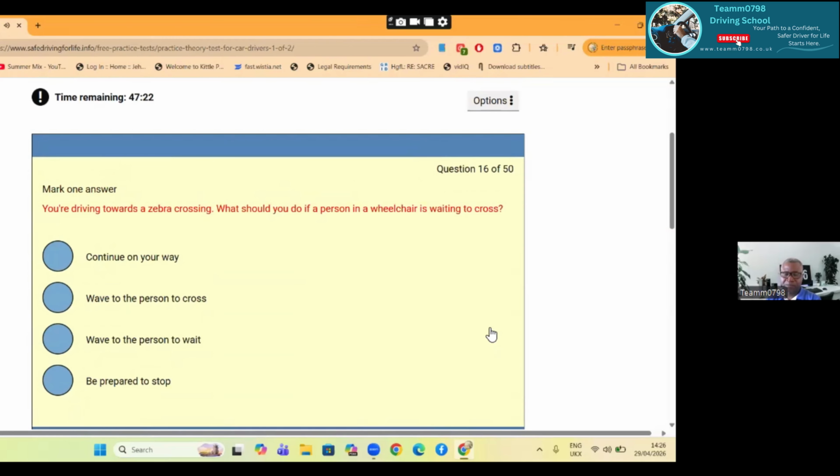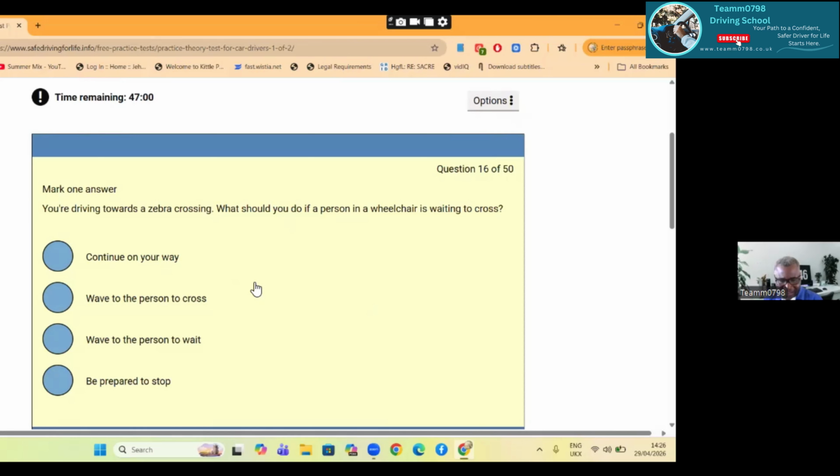You're driving towards a zebra crossing. What should you do if a person in a wheelchair is waiting to cross? Okay, so towards the zebra crossings, we need to slow down and let anyone cross. Especially when somebody is disabled, we need to show them extraordinary consideration. Continuing on your way is a no-no, as it is bad behavior.